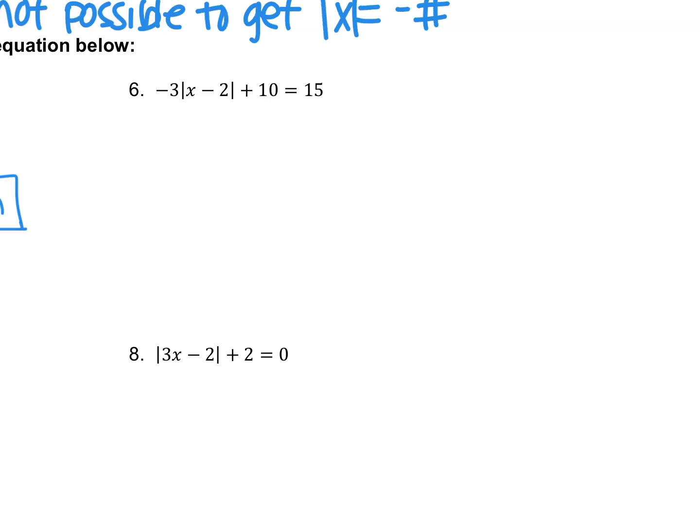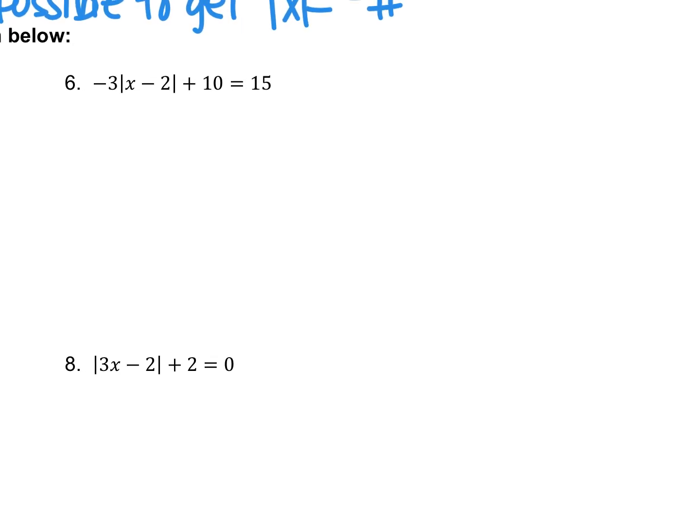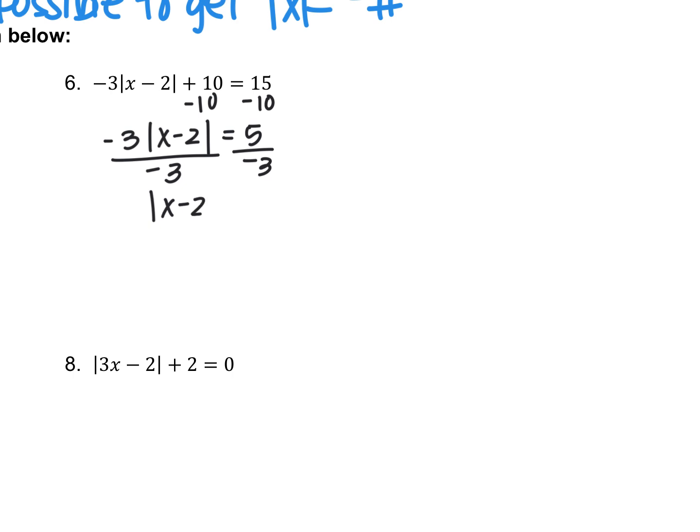But on the last one, let's look at number 6. We're going to isolate the absolute value. So what's my first step going to be for number 6? Subtract 10. Good. 15 minus 10 is 5. Now, how do I get rid of this negative 3? Divide. Plot twist. Keeping you on your toes. And I cannot have a negative number equal to my absolute value. So what's my answer? No solution.